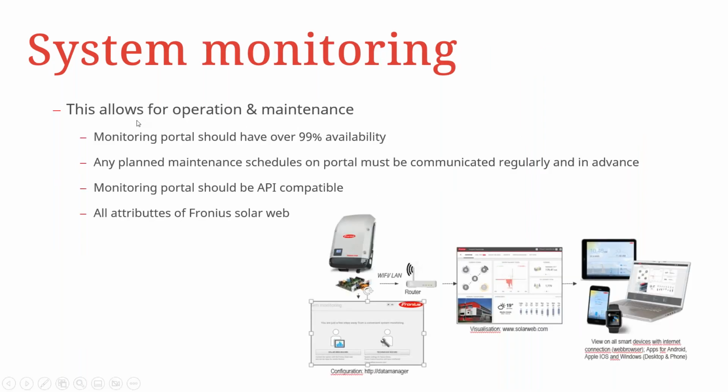On the system monitoring, this allows for operation and maintenance. The monitoring portal should have over 99% availability, and any planned maintenance schedules on the portal must be communicated regularly. The monitoring portal should be API compatible, which it is, with all the attributes of Fronius SolarWeb.